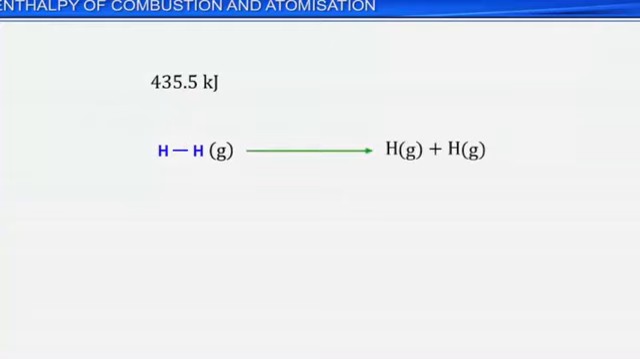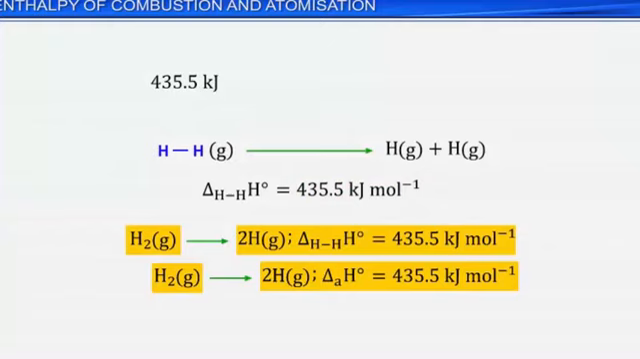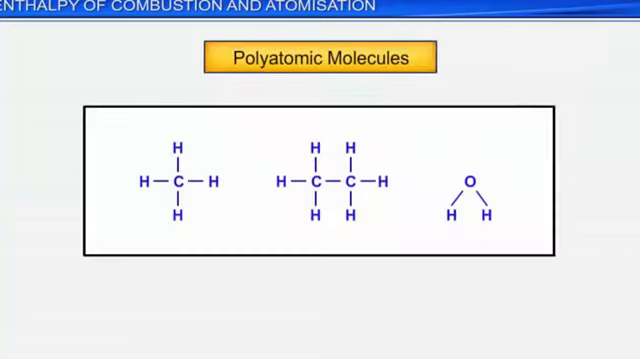Hence, the bond dissociation enthalpy of hydrogen is 435.5 kilojoules per mole. Note that this is the same as the enthalpy of atomization of hydrogen gas. For all diatomic molecules, bond dissociation enthalpy is the same as atomization enthalpy. In case of polyatomic molecules, bond dissociation enthalpy is different for different bonds within the same molecule.